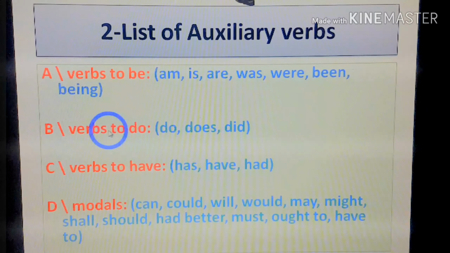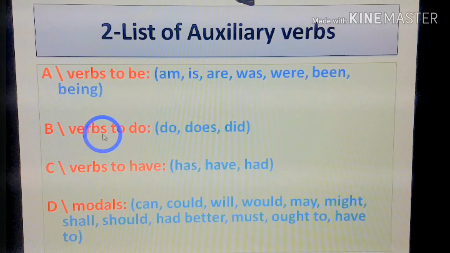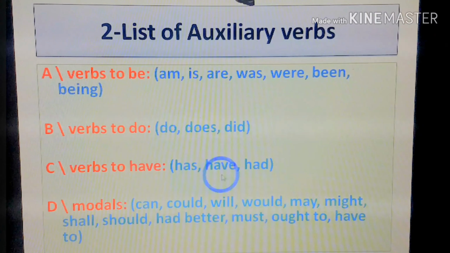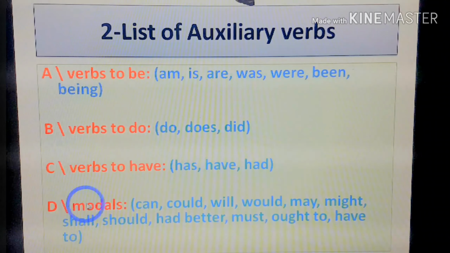When I say verbs to do, I'm talking about three verbs: do, does, did. All of these together are called verb to do. The verb to have, here we're talking about has, have, had. As for the fourth and last part, we are talking about the modals.